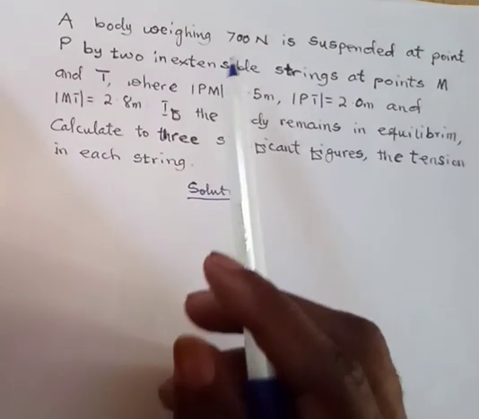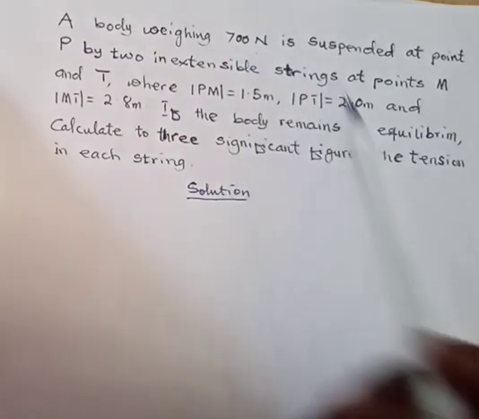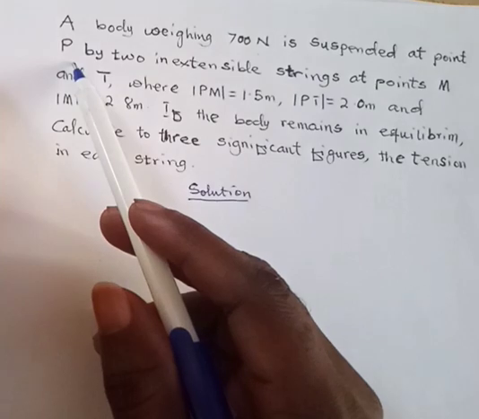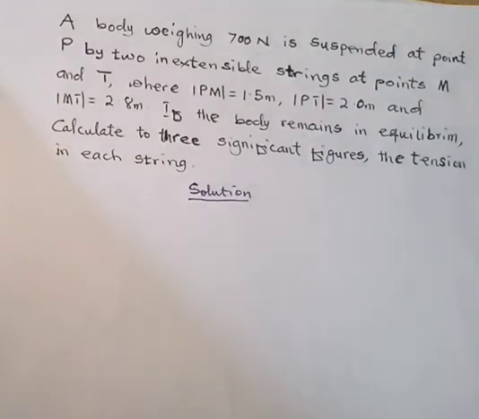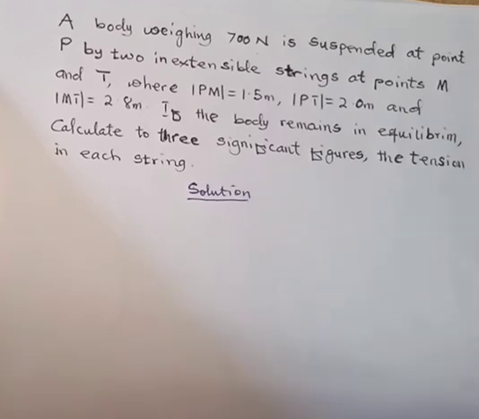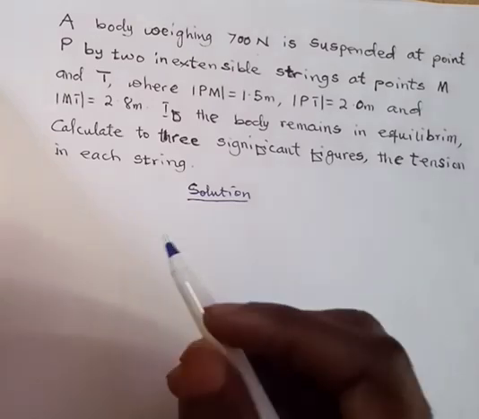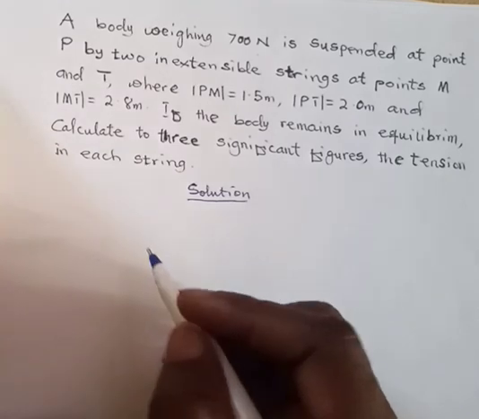So we are saying that the body weighs 700 Newton, and it is suspended at point P by two inextensible strings at points M and T. Let's do some sketches so that we can identify point P, where points M and T will go, and then look at the measurements given in the question. At the end of the day, we are going to calculate the tension, the force applied in the strings.